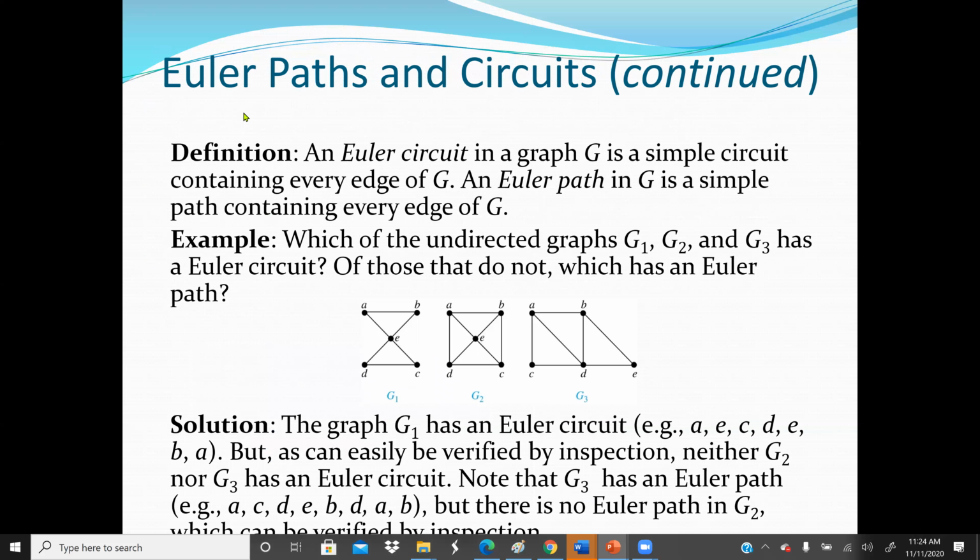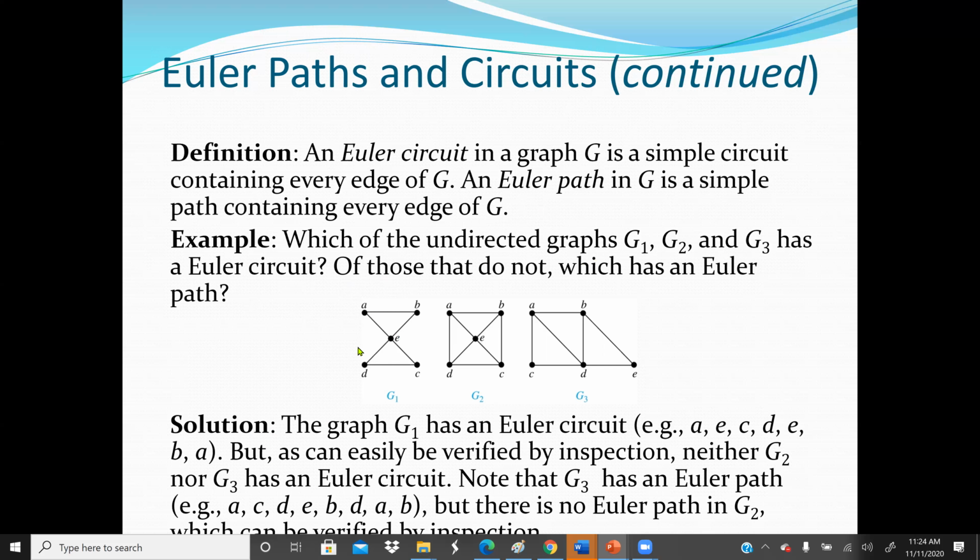The definition of Euler path and circuit is given here. An Euler circuit in a graph G is a simple circuit containing every edge of G. And an Euler path in G is a simple path containing every edge of G. In the example given here, which of the undirected graphs G1, G2, and G3 has an Euler circuit? If not, does it have an Euler path?